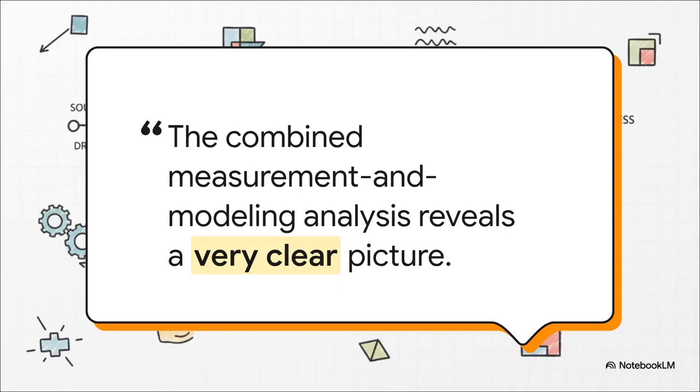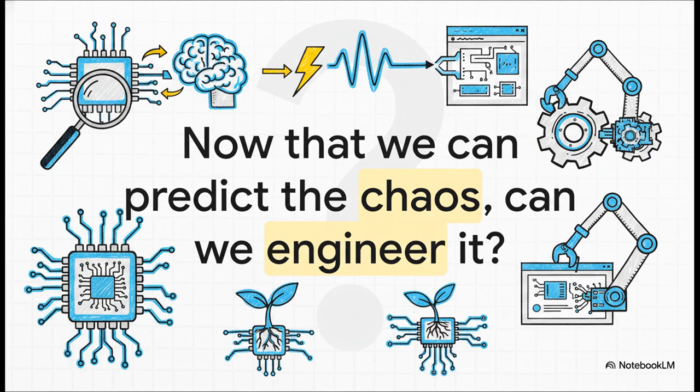So when you put it all together, the big takeaway is this. What looked like random, unpredictable chaos is actually a clear physical effect. These local layout effects aren't a mystery anymore. They're a predictable, modelable part of the physics. And that leaves us with a really fascinating final question. Now that we can predict the chaos, can we engineer it?